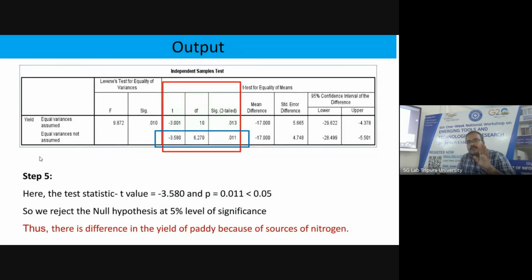Is this clear? Two sources of nitrogen were there. Farmers are using two different types of fertilizers. The hypothesis was that whatever fertilizer you are using, ultimately the source of nitrogen is the same. For that, we had two basic assumptions: one is normality, the other one is equality of variances. Normality is there, but equality of variances did not hold. So this t-test tells that the statement you have made in terms of that hypothesis is not accepted.